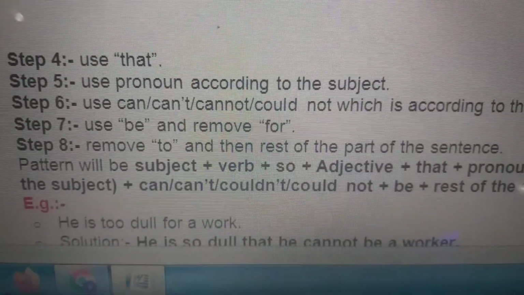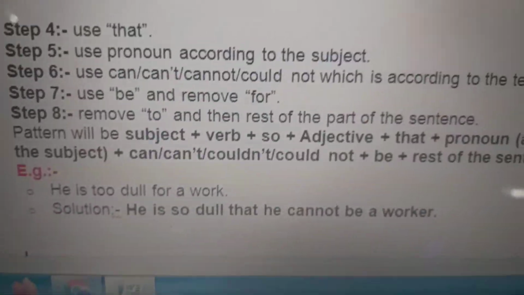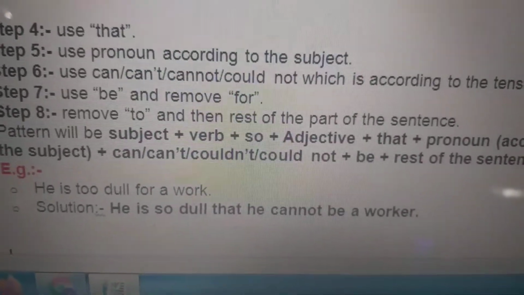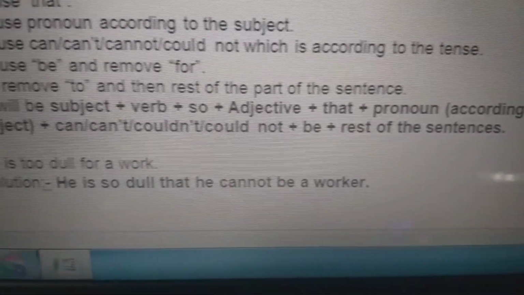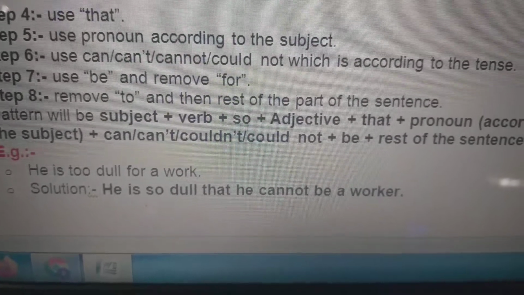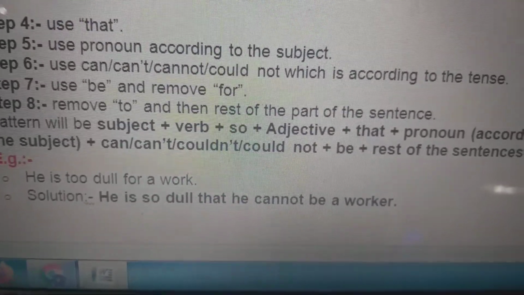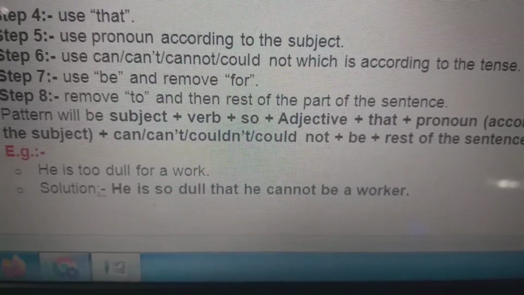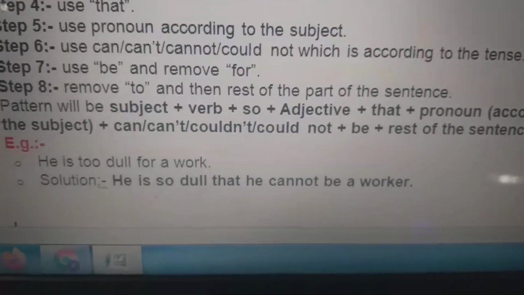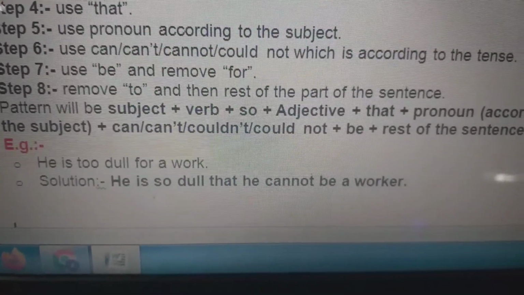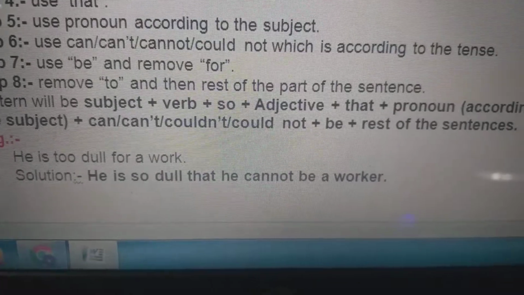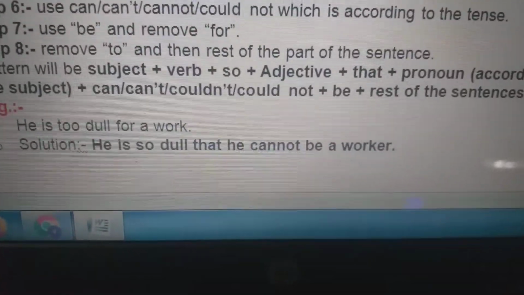We use pronoun according to the subject. We use can, can't, cannot, could not, which is according to the tense. And then we use "be" and remove "for". If "for" is there, in place of "for" we use "be" and remove "to" from it, and the rest of the part of the sentence will be the same.